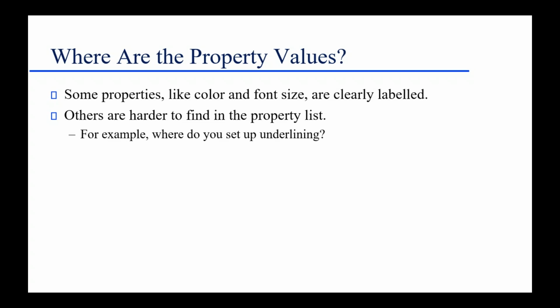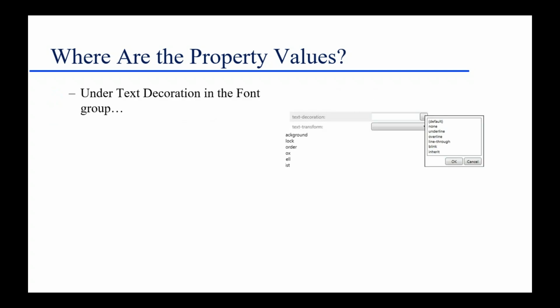For example, the default for a hyperlink is underlined, but that's for online output. Maybe for print output, you want to turn off the underlining so that the linked terms look like normal text. Great, not a problem. Where do you control the underlining? And the answer is under text decoration in the font group, which is of course obvious.